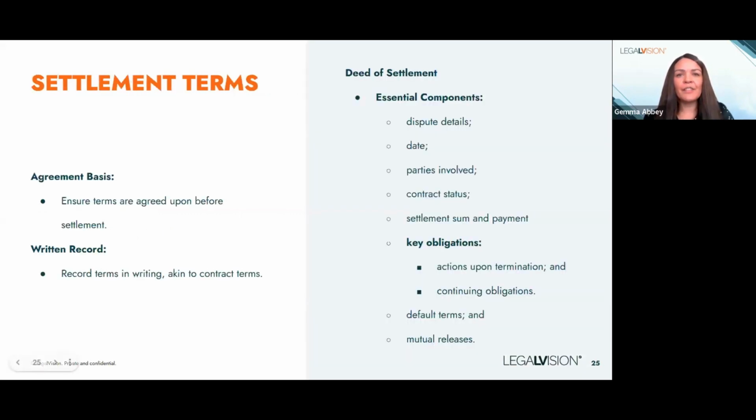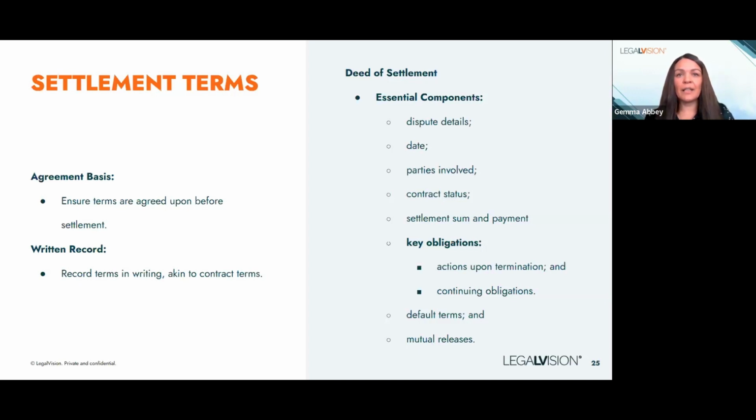So, if you've successfully agreed the basis of any settlement, you should then consider the specific terms of that settlement. Similar to the terms of a contract, any terms of settlement should be recorded in writing, whether it's to record the agreed terms of termination, for example, or a financial settlement arising out of any breach. A deed of settlement should include the following essential terms.